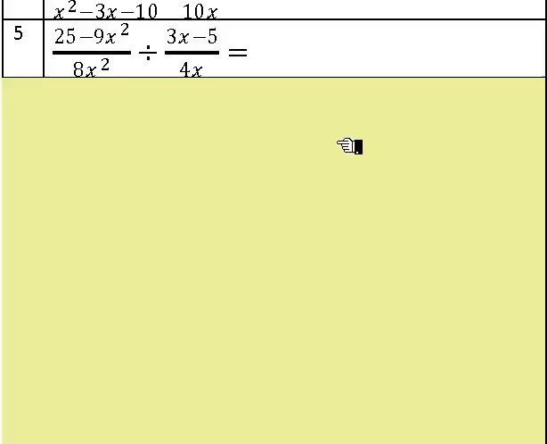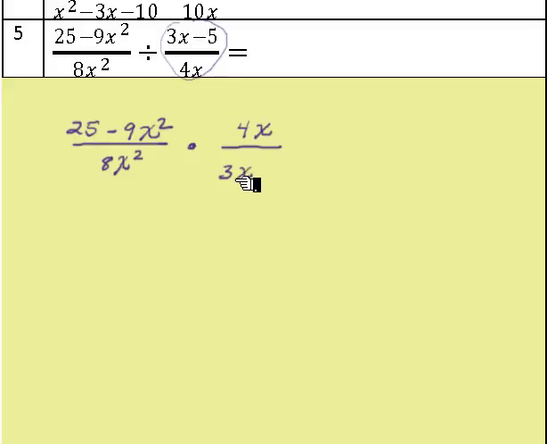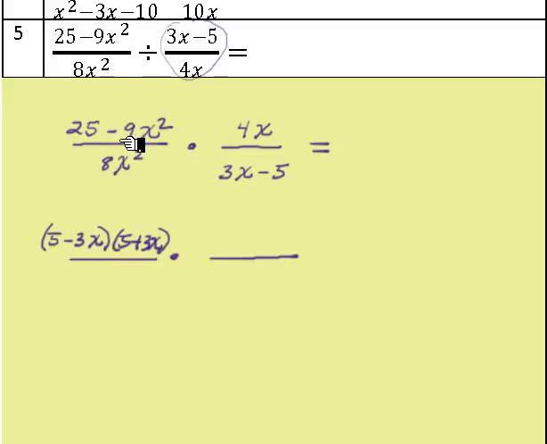In number 5, we're dividing two fractions, so we must take the reciprocal of the second fraction and change to multiplication. So we'll do that now. Change to multiplication and reciprocal. And now before we multiply, we're going to try to reduce. Factor and cross off common factors. 25 minus 9x squared, that's 5 minus 3x times 5 plus 3x. This is a difference of two squares that we're factoring here, difference of two squares.